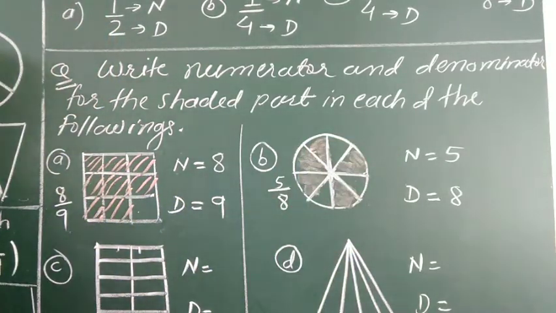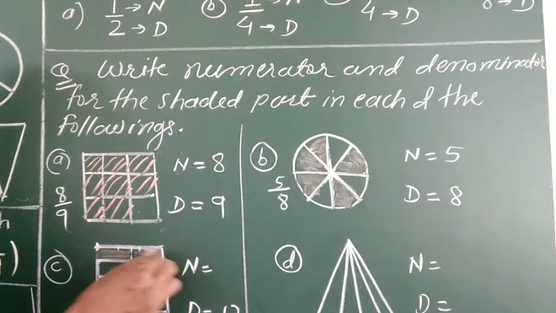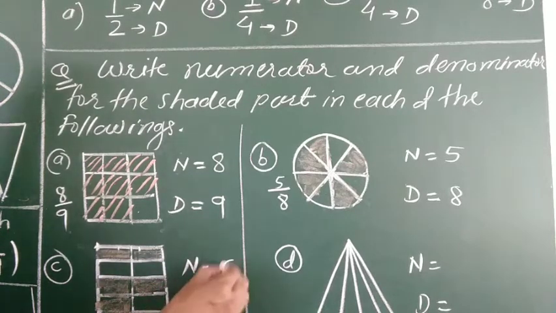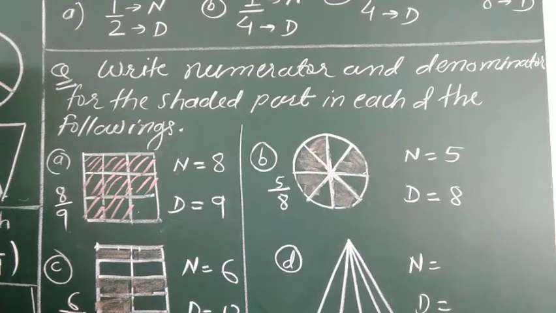Now see here. Here the total number of parts is 12. Out of this 12, how many are colored here? See, 1, 2, 3, 4, and suppose this is 5 and this one is 6. So these 6 are colored. You can write here 6, then it will be 6 by 12.